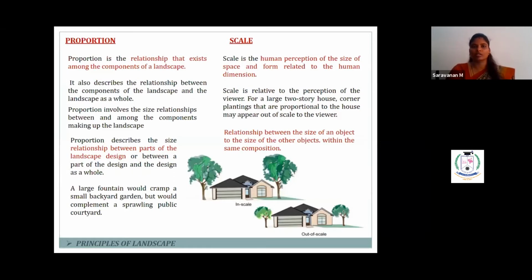And next is your proportion and scale. I think you would have known what proportion and scale are. Proportion is the relationship that exists among the components of a landscape. When you see the picture, you can understand what is in scale and out of scale. Scale is the human perception of the size of the space and form, which is related to the human dimension. You have been learning it for years, what a scale is and how we make proportionate drawings.